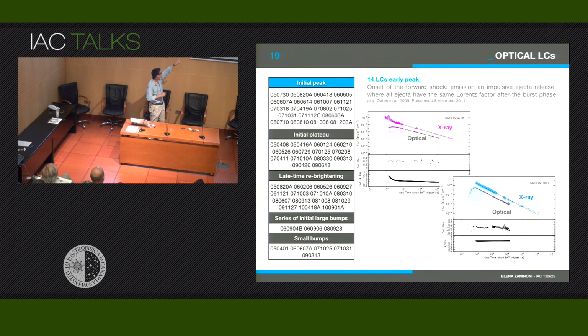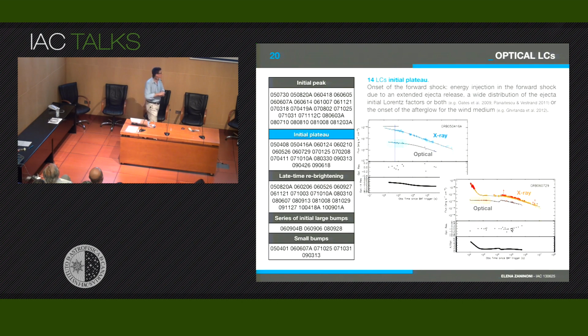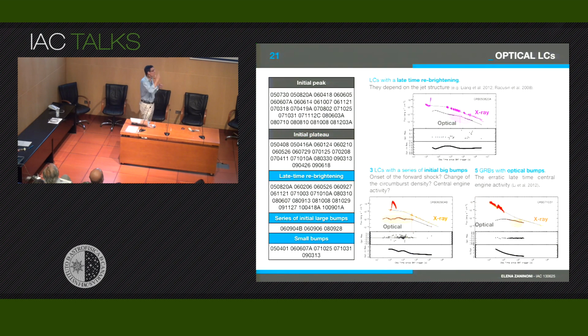And we can show that the optical light curve can have an initial peak that depends on the onset of the forward shock, and so we have an outflow with the same Lorentz factor. These are the cases with a peak. Then we also have an initial plateau, that is the highlighted area, and in this case it can be created by, for example, the ejecta release, or we have ejecta with a different initial Lorentz factor. Then other characteristic features of these light curves are some late time rebrightenings, that depend on the jet structure, or we have initial big bumps, or small bumps during the light curve.